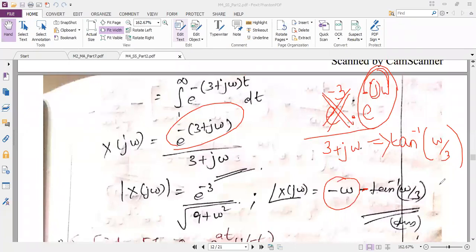Because we've taken tan inverse for the denominator, it should be numerator. Very good. Because of that reason, it is minus. And see, if you want, I can explain in detail about this e power minus j omega, how it has become minus omega.